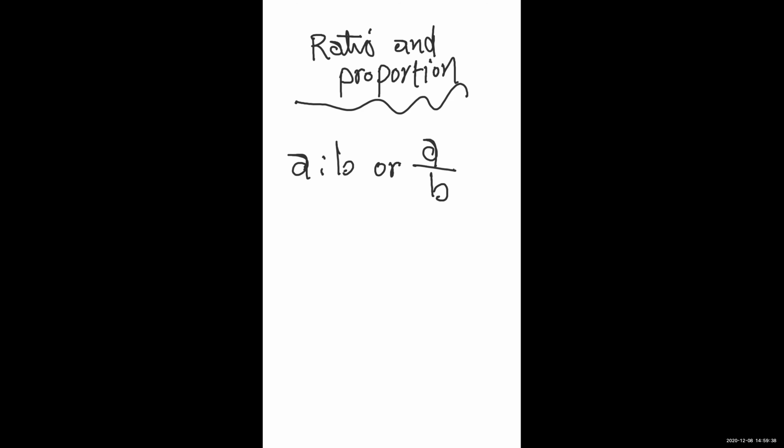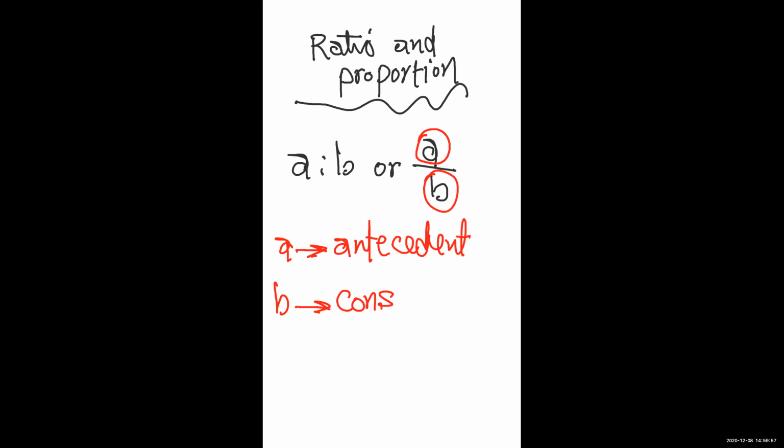So the first term of the ratio, which is A, is the antecedent. And the second term, which is B, is the consequent. And A and B are the two terms of the ratio. Are we clear till this point? Yeah, it's clear. Okay, great.